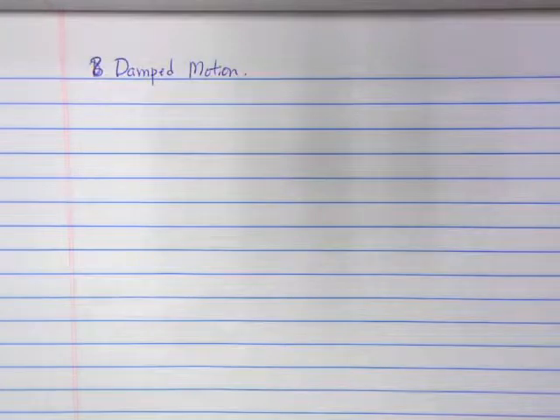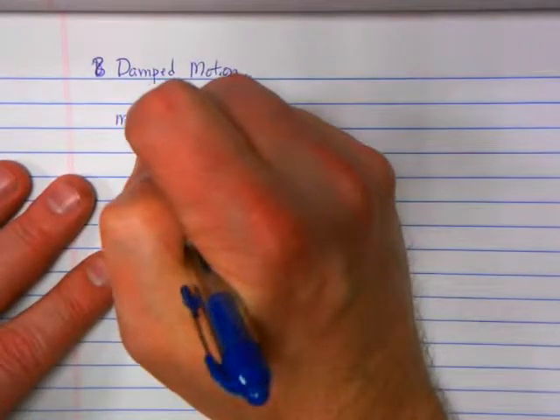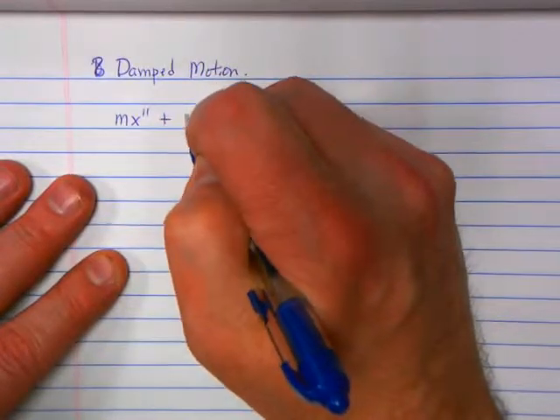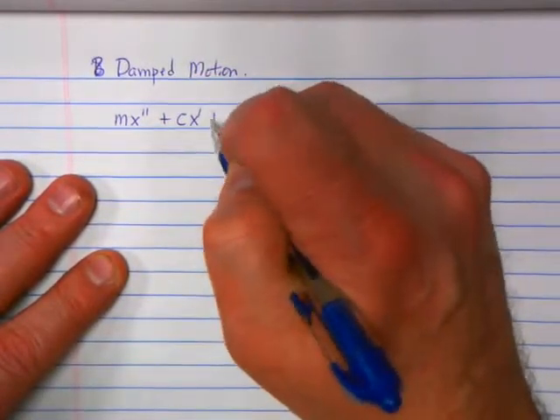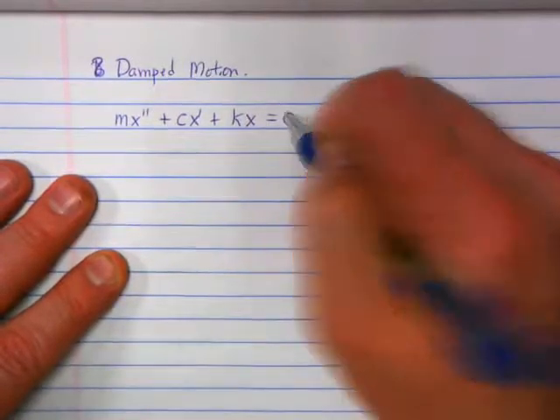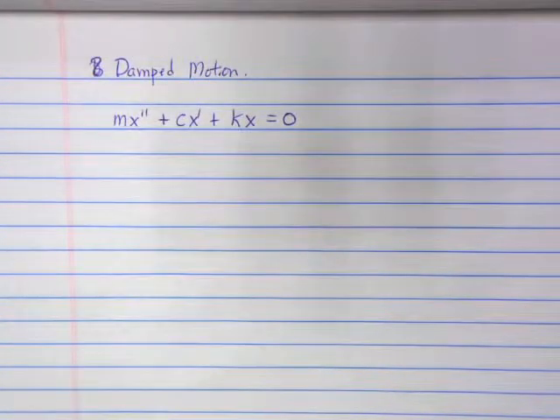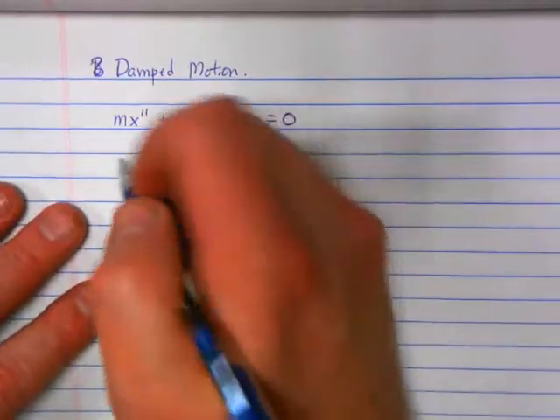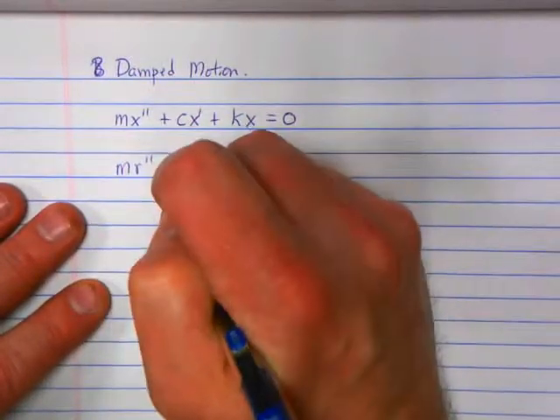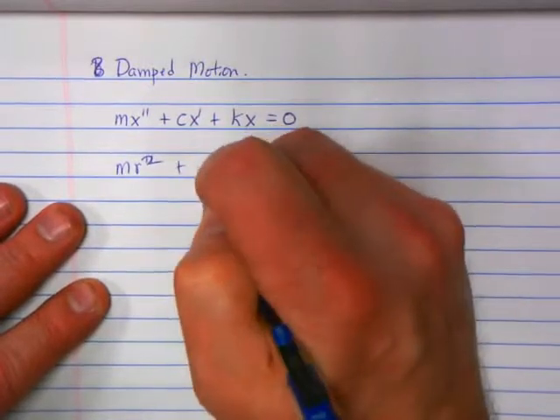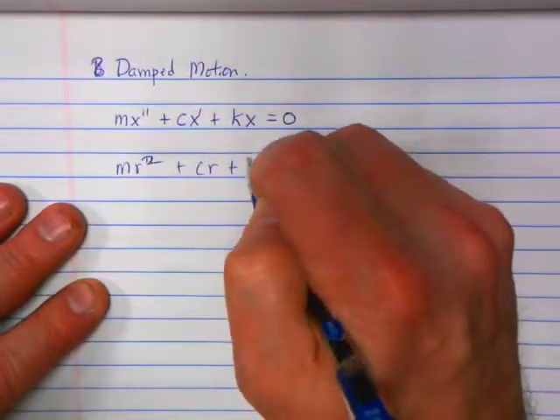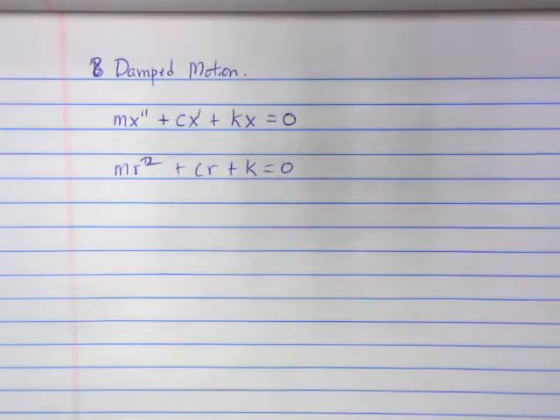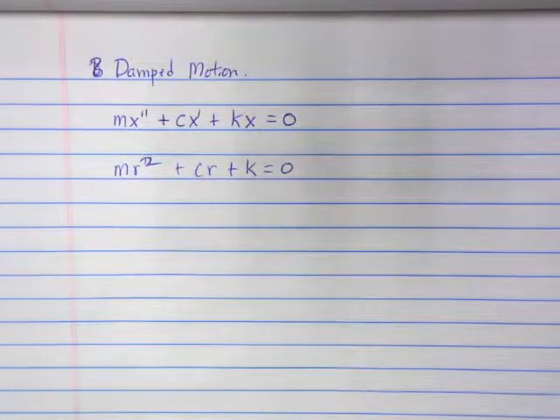For damped motion, our equation changes slightly. We have mx double prime plus cx prime plus kx equals 0. So it's damped, but we're still unforced. How do you solve that equation? Same way you've been solving all of them. So mr squared plus cr plus k equals 0. And then how would you find r?